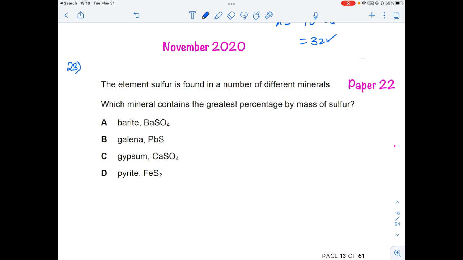Coming to the next question, question number 23. He is asking the element sulfur is found in a number of different minerals. Which mineral contains the greatest percentage of sulfur? So we are going to find out the amount of sulfur in every option.